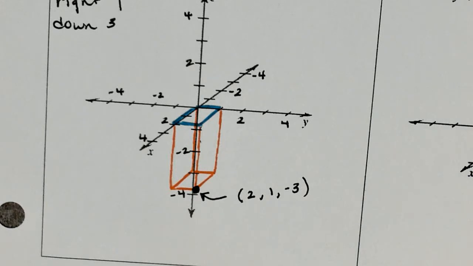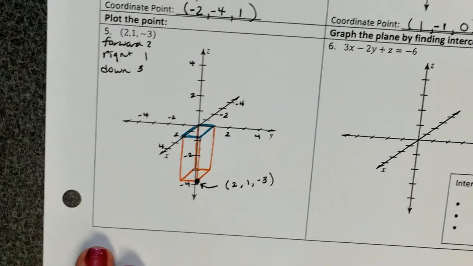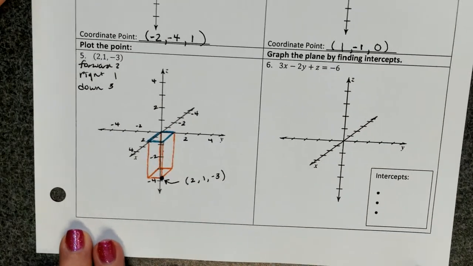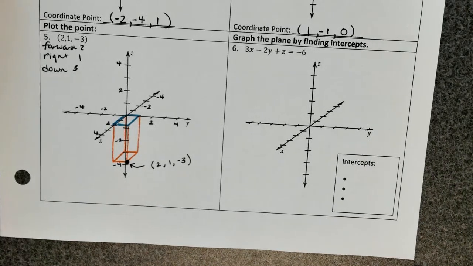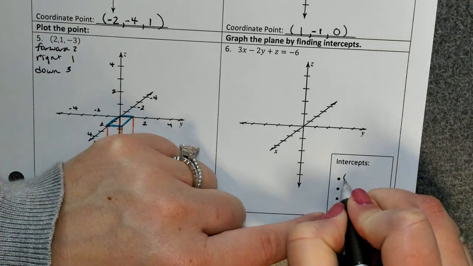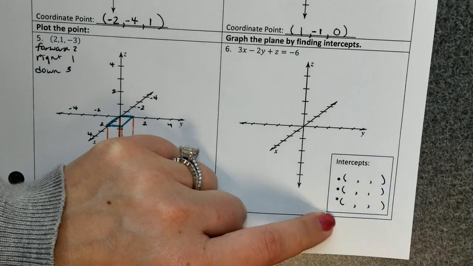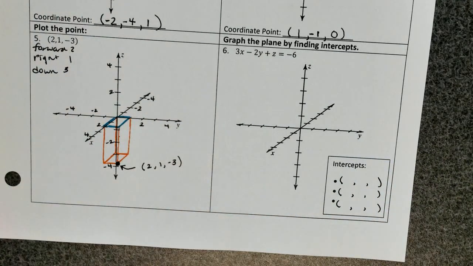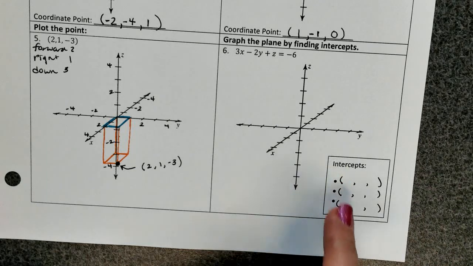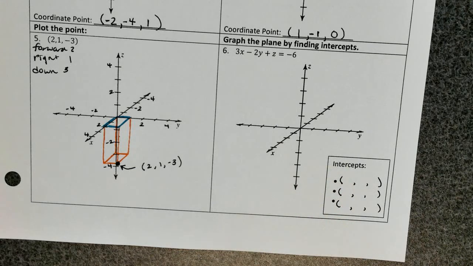Number 6 says to graph the plane by finding the intercepts. Remember, your intercepts are all points. Start it like that so you don't forget that you're doing points here. If you have anything in that box other than 3 points, you just lose those points, okay? If I don't see parentheses and commas in there, you're going to lose those points on the quiz, because it's very important that they are points that you're plotting. An intercept is a point.